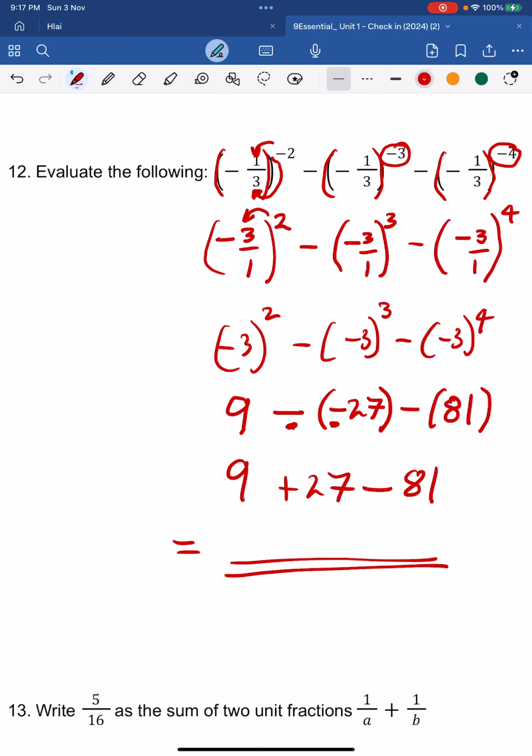That will be 36 subtract 81, and that will be negative 45. Is that right? Yeah, negative 45, the final answer.